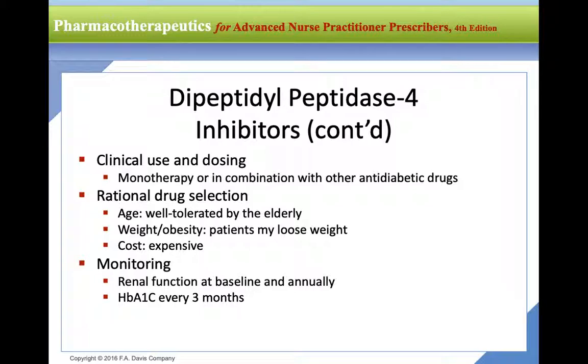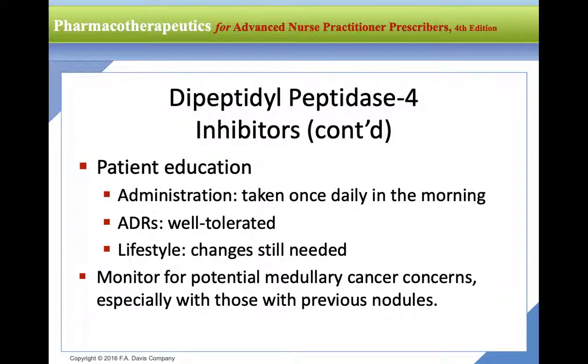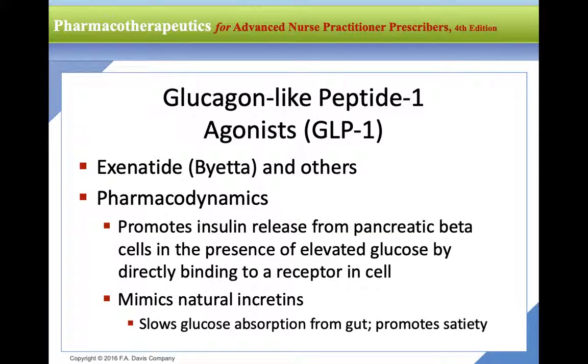They're well tolerated by the elderly. Your patient may lose weight, but the downside is the cost. They are about $130 a month unless the patient has insurance. I do believe they are covered fairly well by insurance, though. You're going to take it once a day in the morning. Doesn't matter if it's with a meal or not, so that's great. Patients can take it whenever works for them, and it's very well tolerated. So it's a good medication to go with.